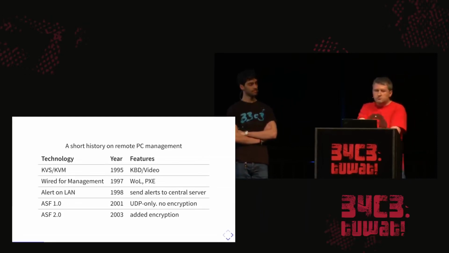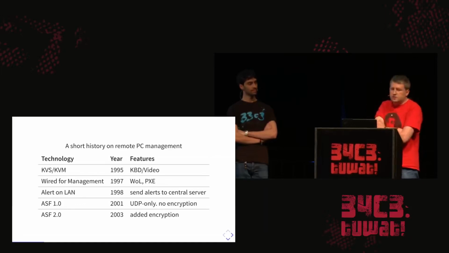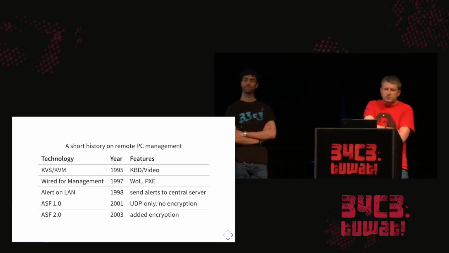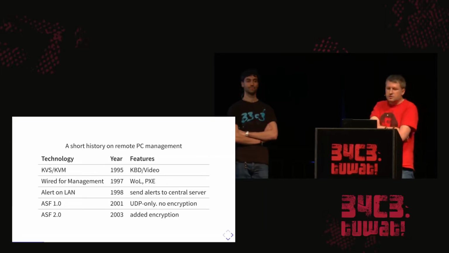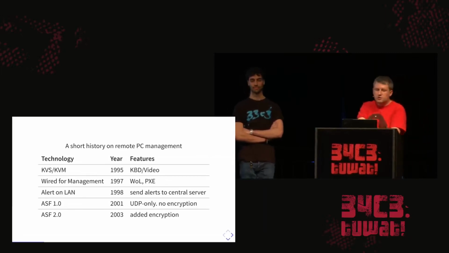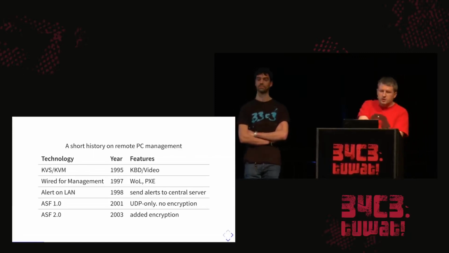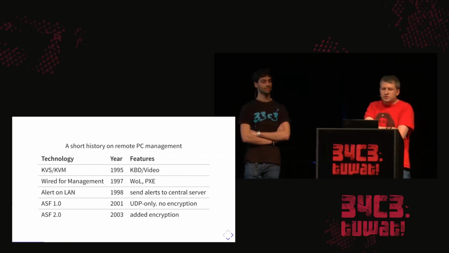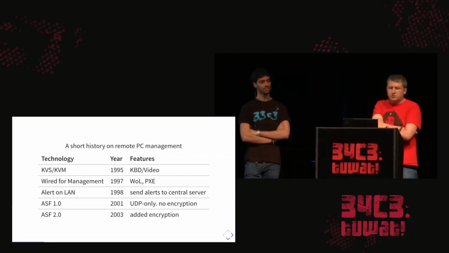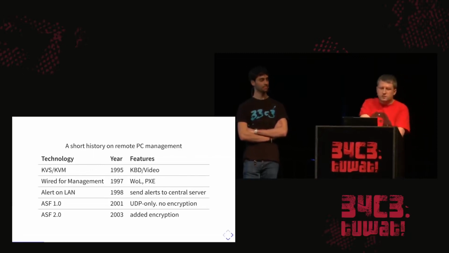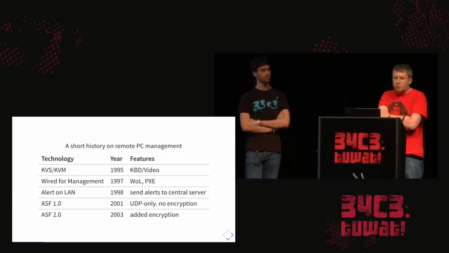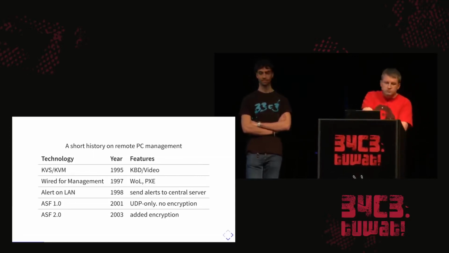Later appeared a standard called Wired for Management, which included, among other things, Wake on LAN and Pre-boot Execution Environment, which are still in use nowadays. Then IBM introduced Alert on LAN, which allowed the network card to send various alerts in case something happens with the computer, but it was just one way.